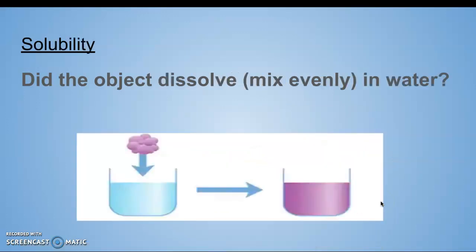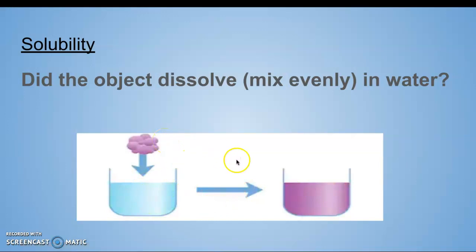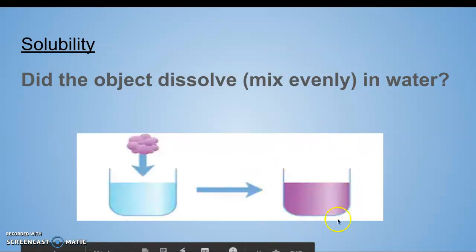Solubility is just a fancy word that means if you put the object in water and you stir it, does it dissolve in water? Now guys, dissolve doesn't mean it disappears. It means it mixes evenly. So I've given you an example. If we had a beaker of water and we add a purple powder and stir, we might get this. Do you notice the entire liquid looks the same? Now all of it's purple. I don't see layers. I don't see chunks. All of it's the same. So we would say that this purple powder is soluble in water. It mixed evenly in the water.